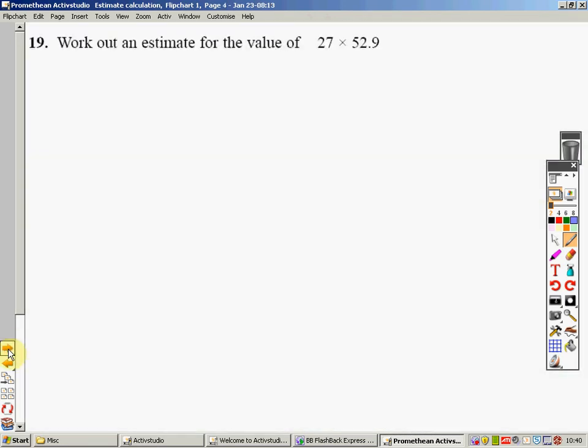Okay, another one for you. Press pause now. Welcome back. Okay, again this is going to be a slightly more simple one. 27 will be 30, 52.9. Don't be trying to round to the 52, just go straight for the 50. 30 times 50, well, you should be able to do that, but 3 times 5 would be 15.